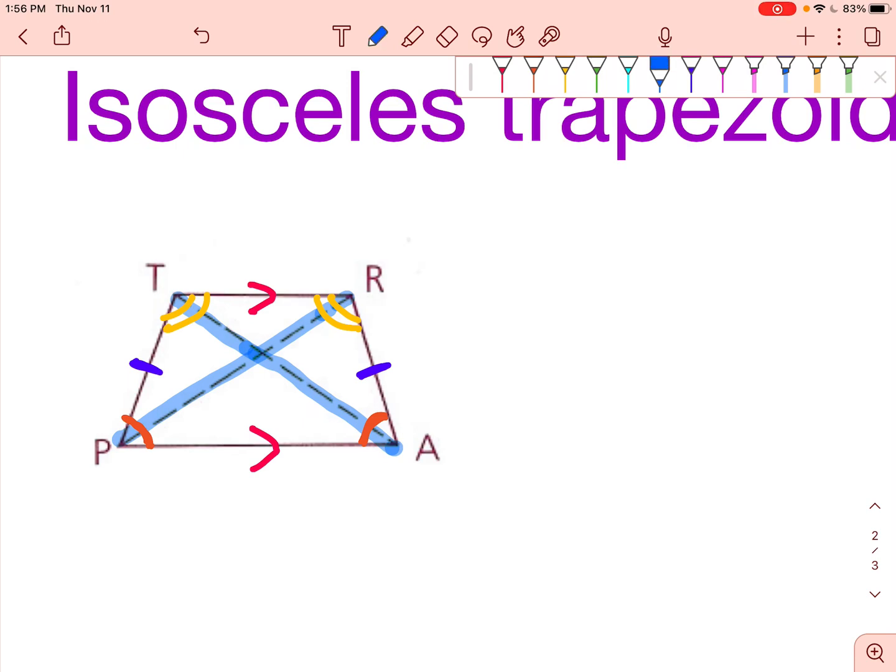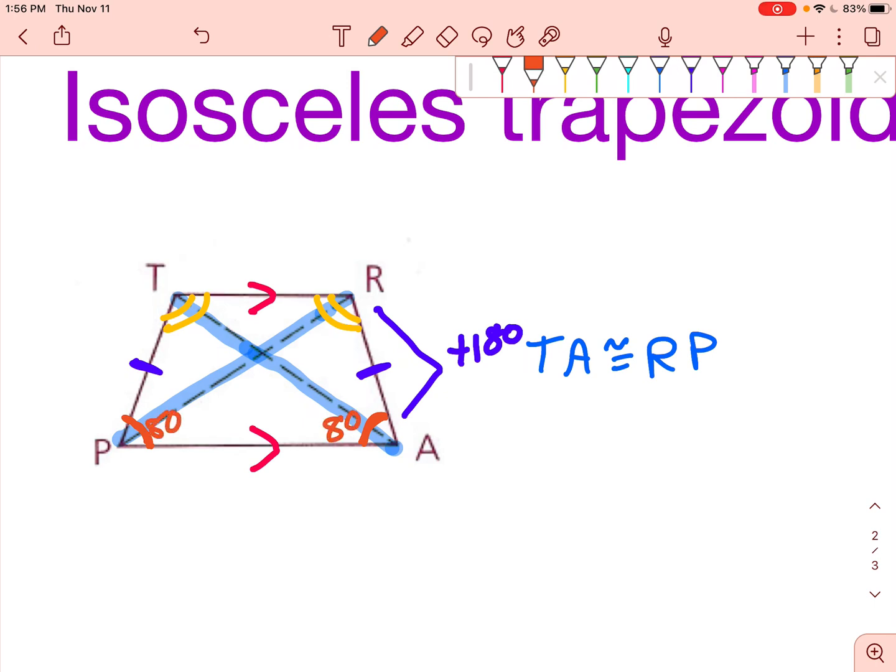But I can say because this is an isosceles trapezoid, that TA, the diagonal, is equal to RP, the diagonal. Okay, so the diagonals are congruent. And the lower base angles and the upper base angles, because of those parallel lines, end up being supplementary. So those have to add up to 180 degrees. Okay, so again, if this is 80 degrees, I know for sure this is 80 degrees, and then come over here, this has to be 100, and this also has to be 100. Okay, and that is my isosceles trapezoid.